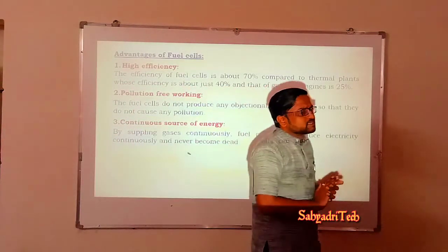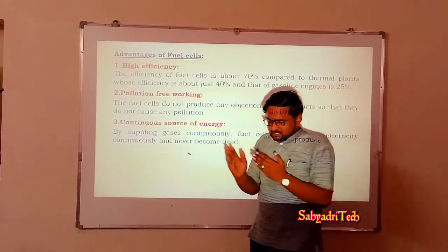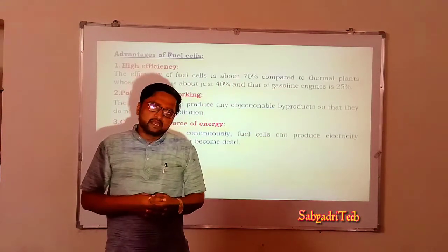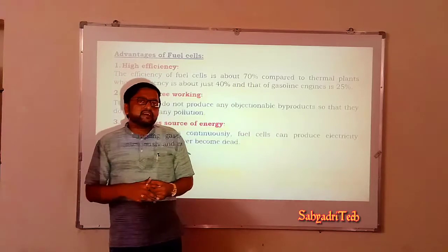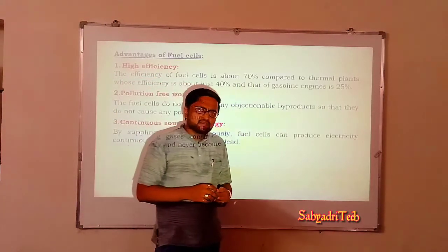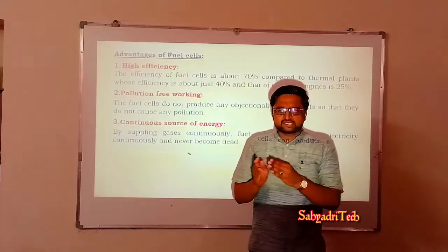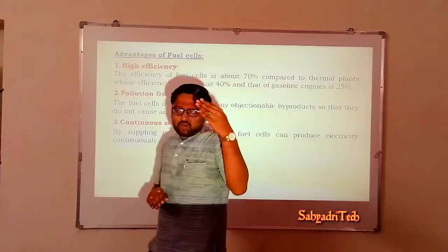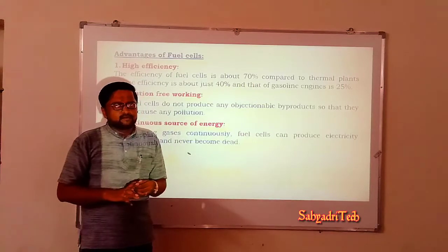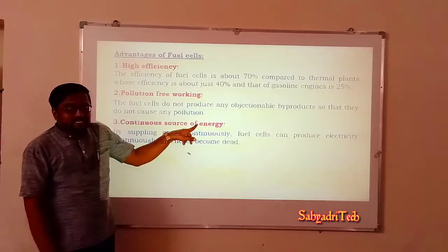When I look at the other ways, thermal plants as well as nuclear plants, what happens there? Their working depends on the availability of coal as well as radioactive elements. As we know, they are non-renewable sources. Coal is non-renewable, and radioactive elements are also non-renewable. Once they are used, their quantity goes on decreasing in nature. They cannot be renewed. But fuel cells can be used as a continuous source of energy.